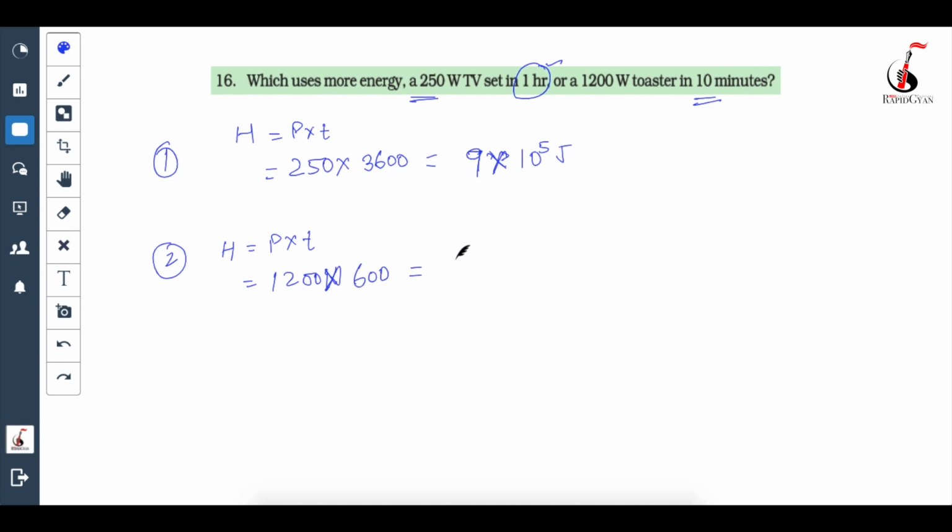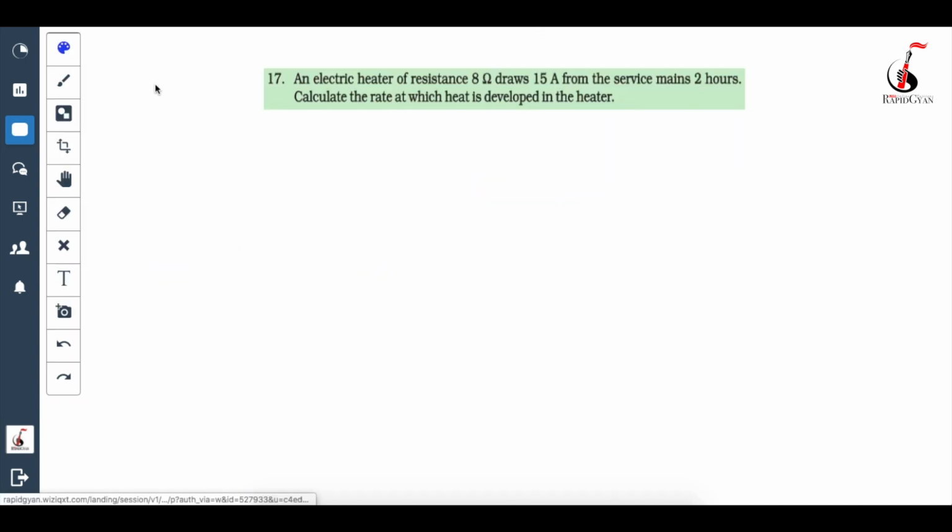And if you multiply, you will get 7.2 into 10 to the power 5 joule. So which one is using more energy? Of course, case one is using more energy. Okay, let's go to the next question.